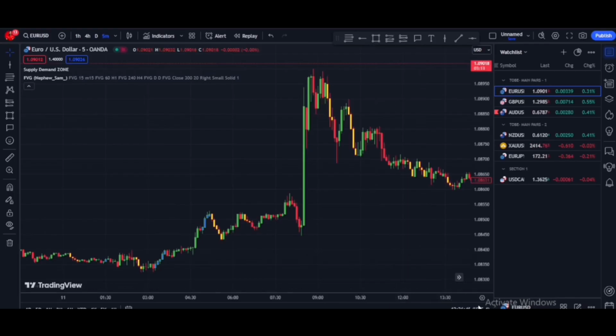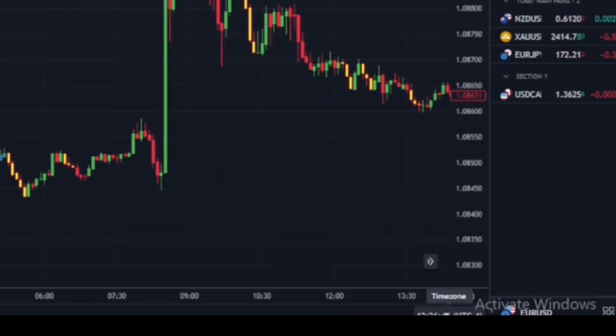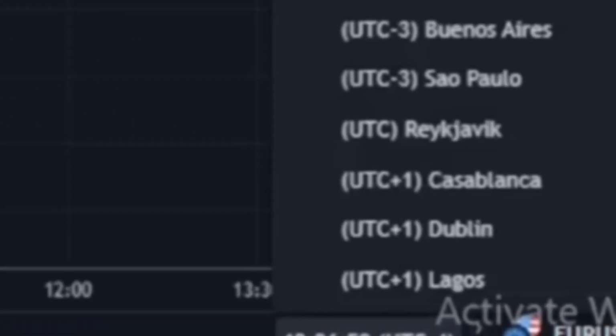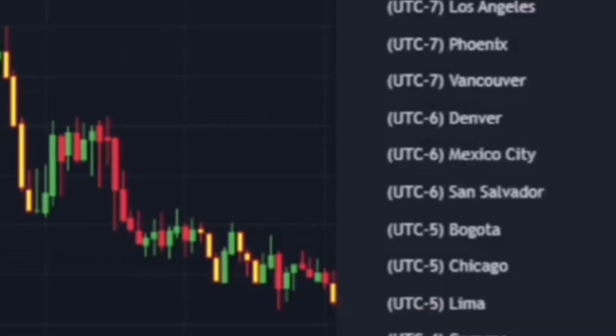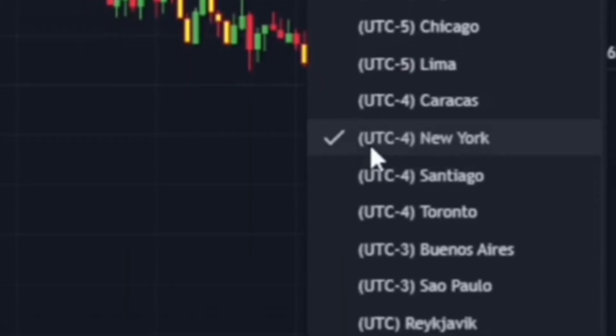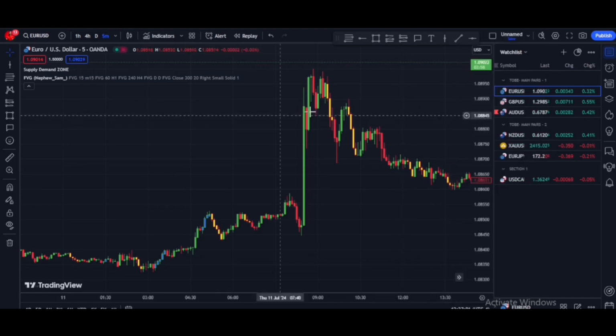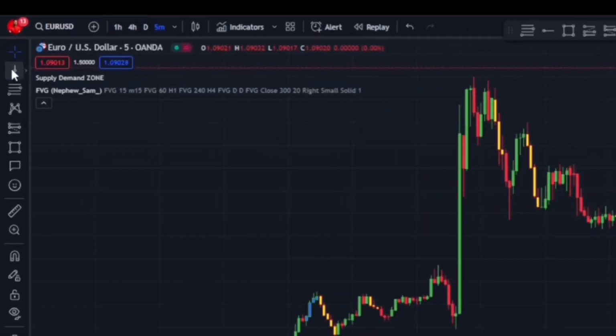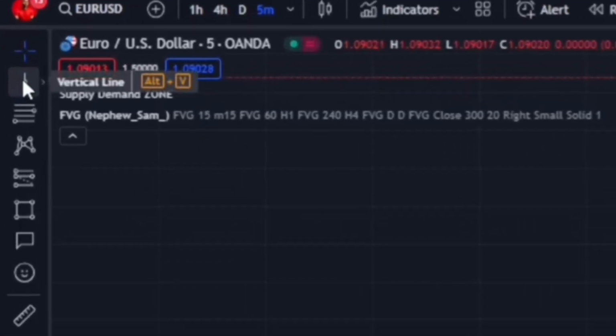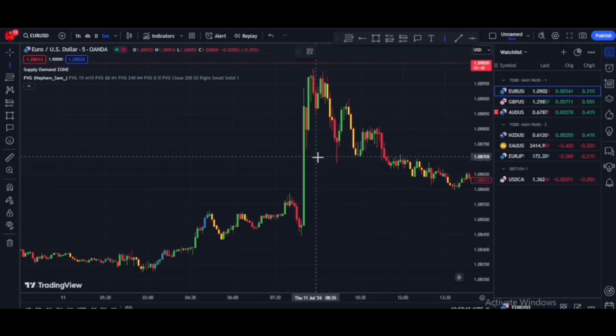So number one, you have to come to this time zone here. You can see this time zone down here. Click on it and make sure your time zone is set to the New York time zone, so it's going to be UTC-4. Once that is set, all you have to do is come to this tools section here. It's called the vertical line. Click on that and make sure the vertical line is on 10 a.m. So this is 10 a.m. right here.